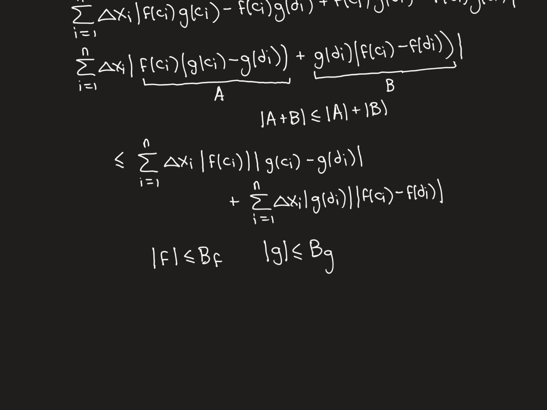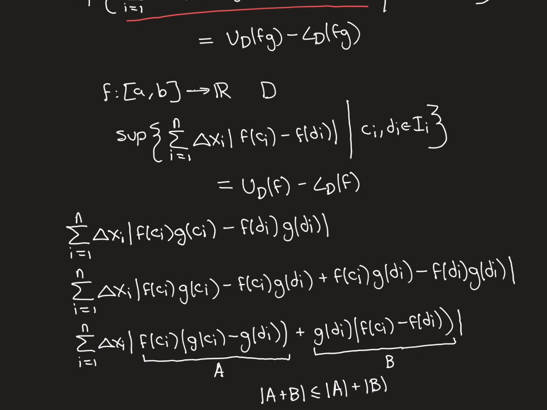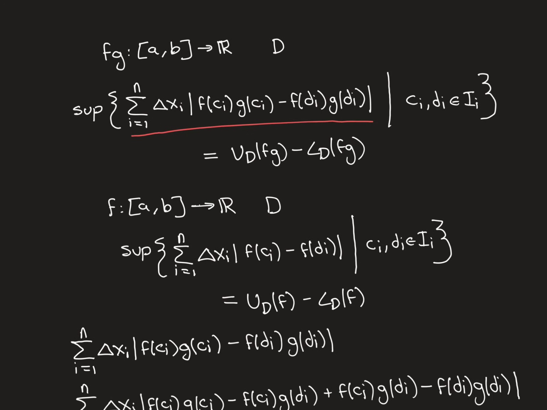Time now for some more inequalities. We want to eliminate this bit here, the mod of the function f evaluated at ci, and this bit here, the mod of the function g evaluated at di. Because if we could get rid of those bits, look what we'd be left with: delta xi times this and delta xi times this. Those are those beautiful sums again for just the functions f and g alone. These types of sums, we know something about what they're bounded by.